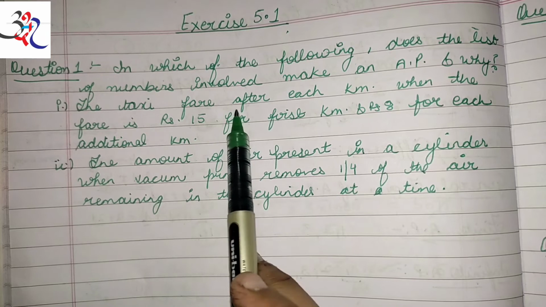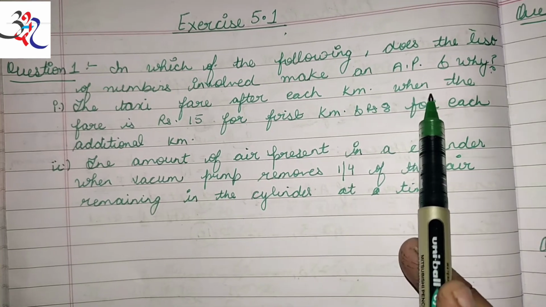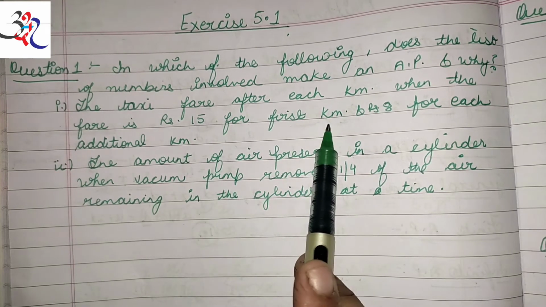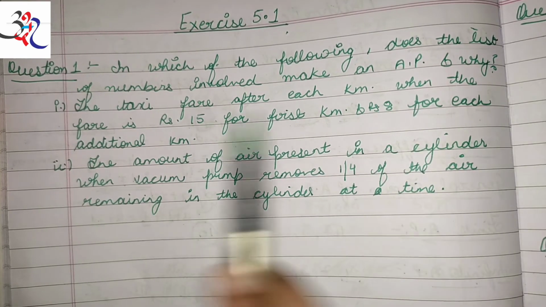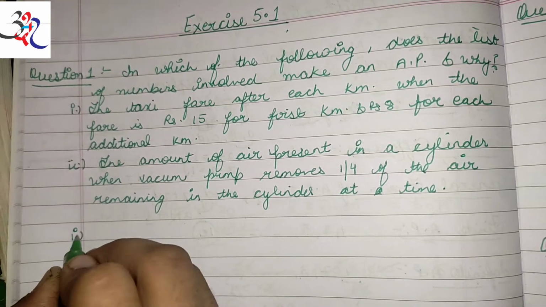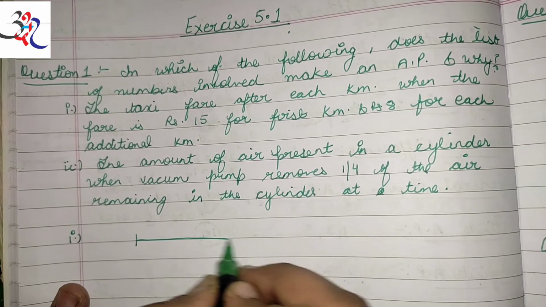So first part is the taxi fare after each kilometer, when the fare is rupees 15 for the first kilometer and rupees 8 for each additional kilometer. So what does it say? The statement says that there is a taxi fare.